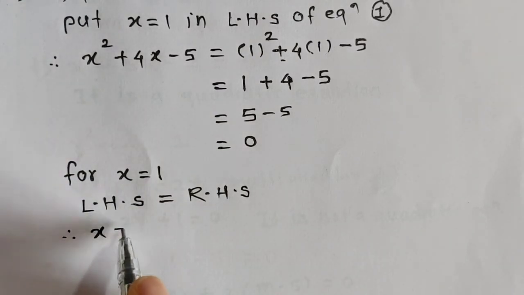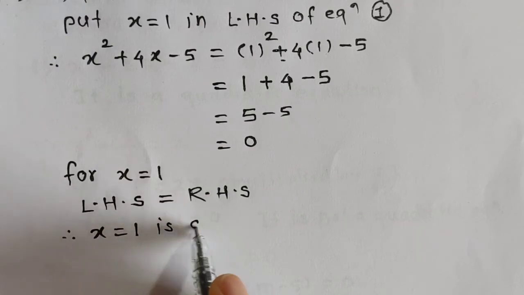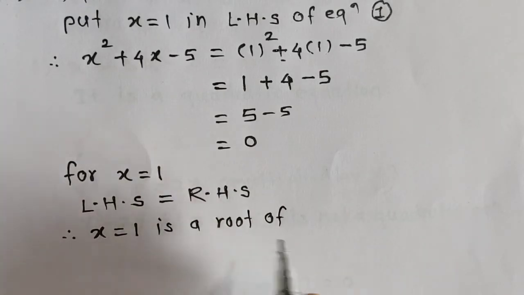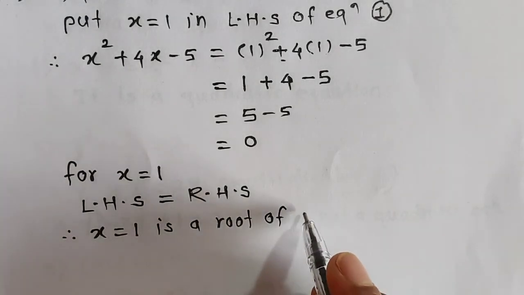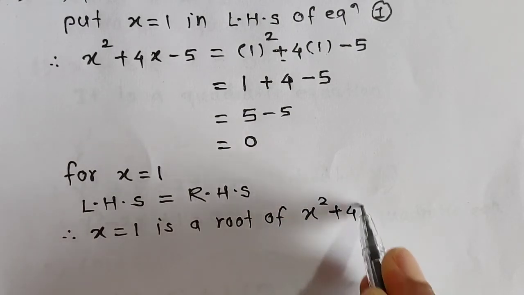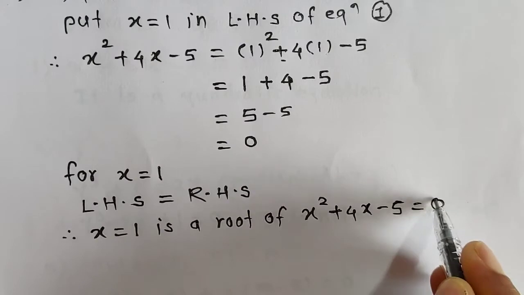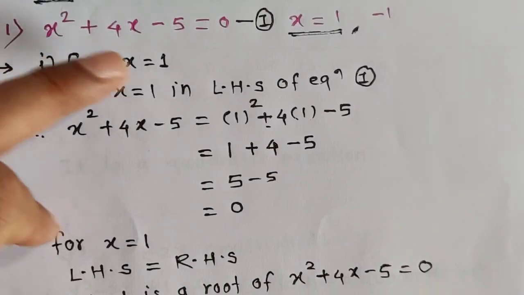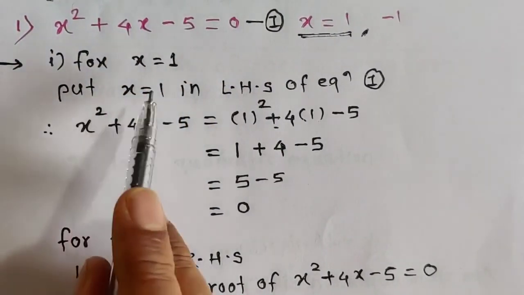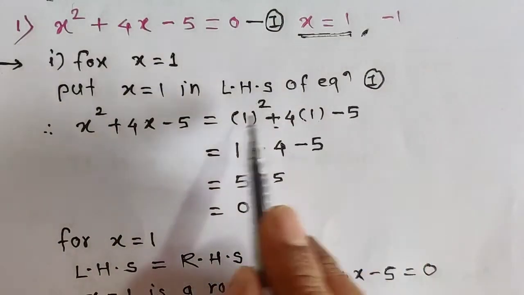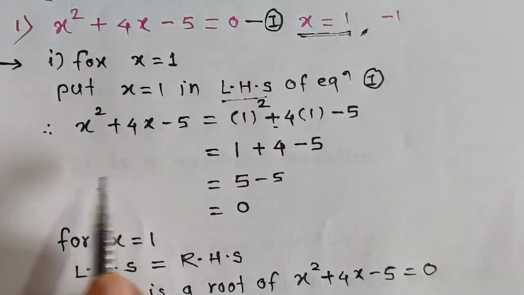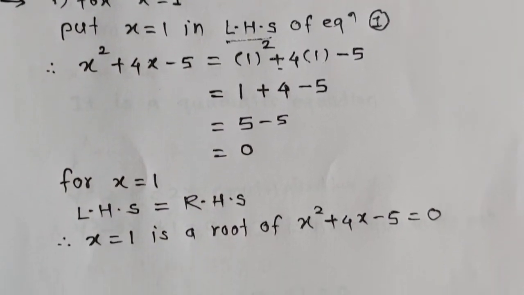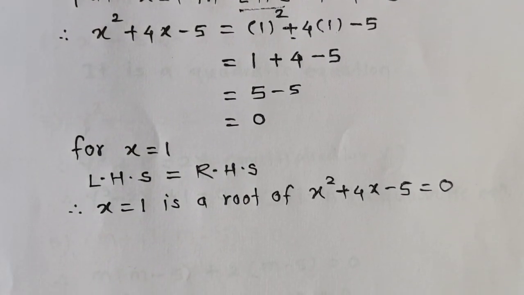Therefore x is equal to 1 is a root of, our conclusion is, both are equal, then x is equal to 1, this value is a root of x square plus 4x minus 5 is equal to 0. So is it clear? First substitute the given value, write the given equation, let it be 1, then substitute the given value in only the left hand side of that equation, and find the value. If that value is 0, then our conclusion is for x is equal to the given value, left hand side is equal to right hand side, therefore it is the root.